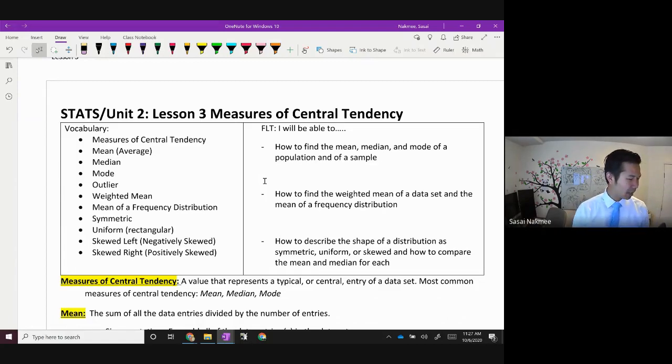Let's get in there. There's a lot of vocabulary for this one, apparently. We're going to have to learn how to calculate the mean, median, and mode of a population and of a sample. We need to learn how to figure out the weighted mean of a data set and the mean of a frequency distribution. And then the last one is how to describe the shape of the distribution using symmetric, uniform, or skewed, and how to compare the mean and the median for each. It's a lot going on there.